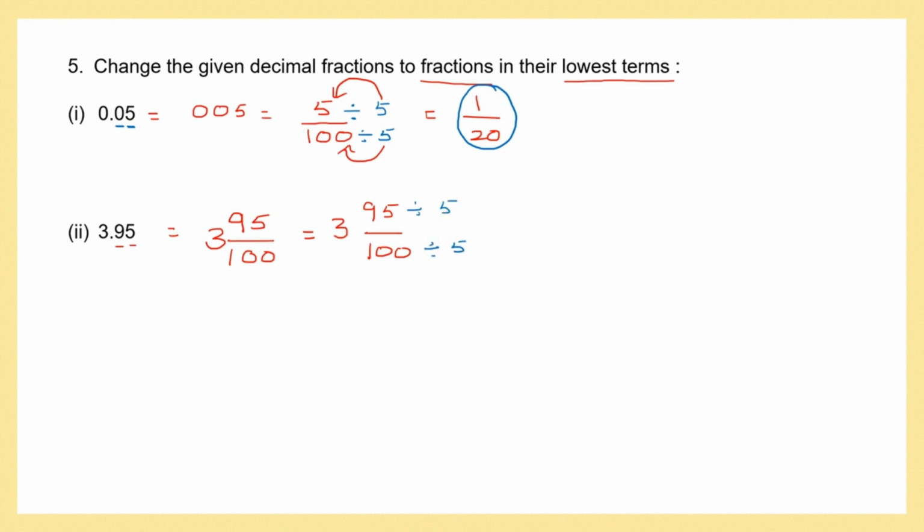So what do I get when I divide 95 by 5? Let me divide. 5 ones are 5, 6, 7, 8, 9, 45. 5 nines are 45. So I get 19 and 5 into what is 100? 20. Now don't forget to write this 3. 3, 19 by 20 is the final answer.